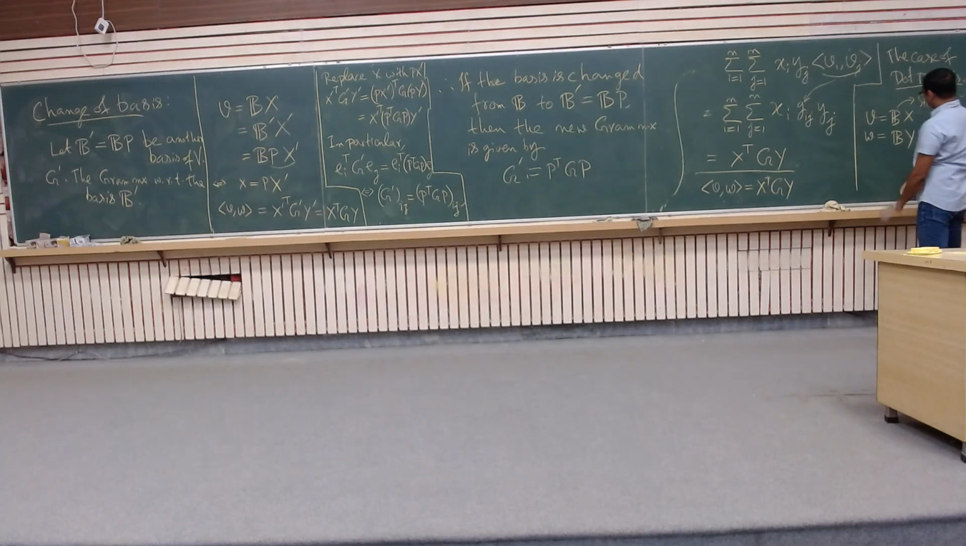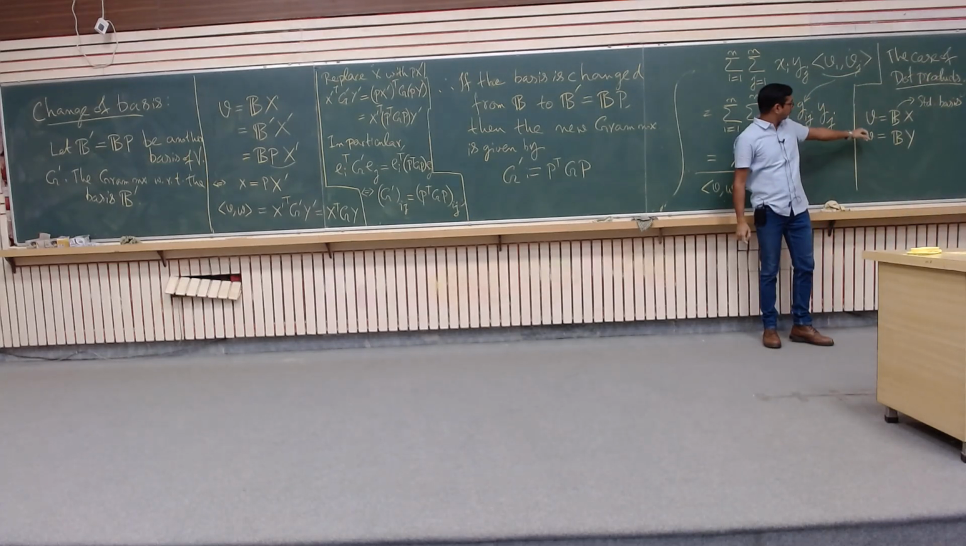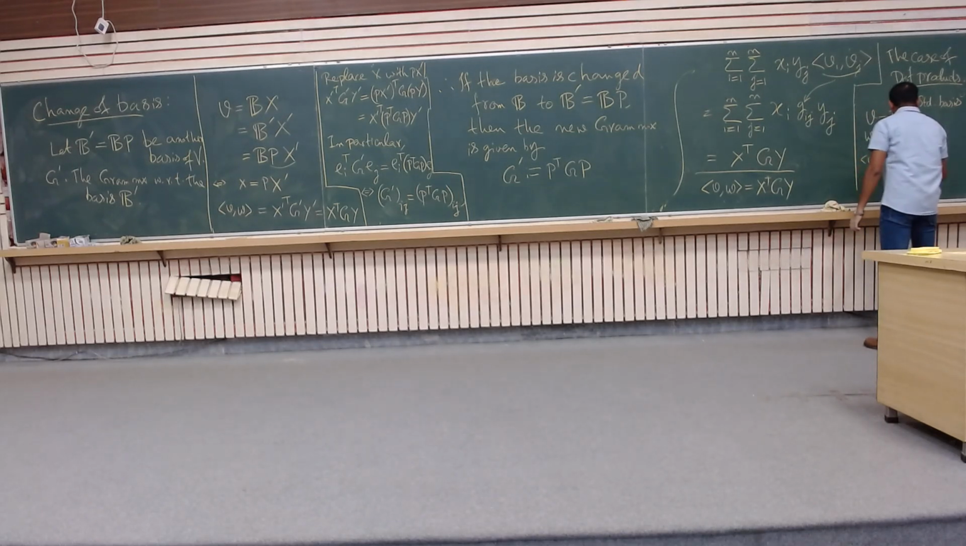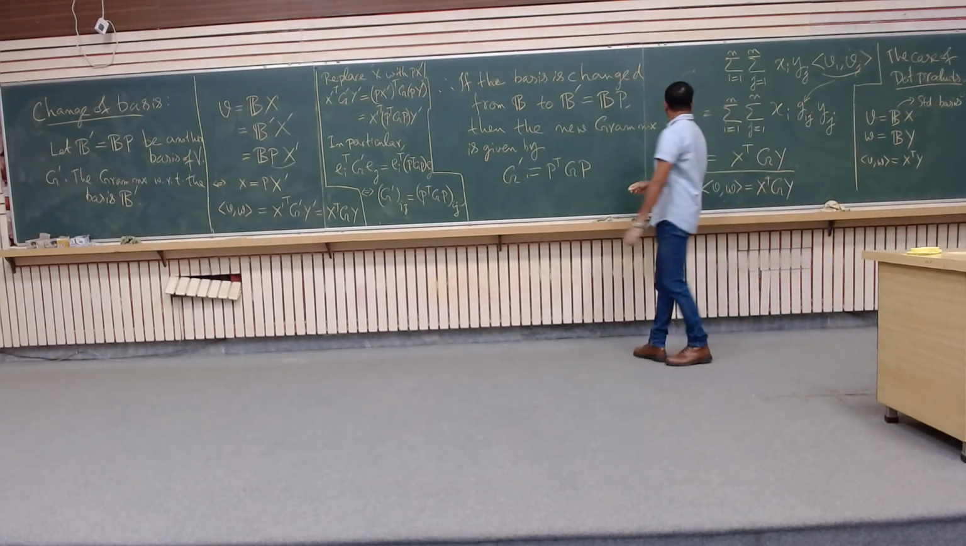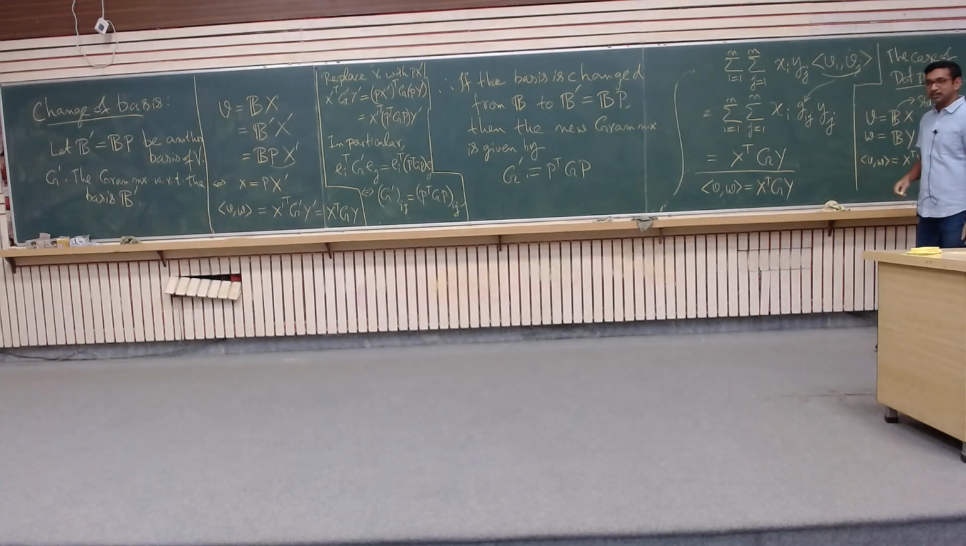Okay. So we are in such a case, standard basis. B is the standard basis. We are expressing V and W in terms of the standard basis, and then you have the dot product of V and W as X transpose Y, right? And now, if you go from B to some other basis B dash, what will happen?